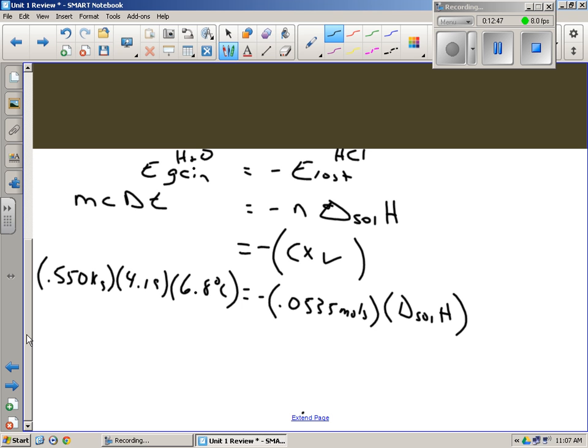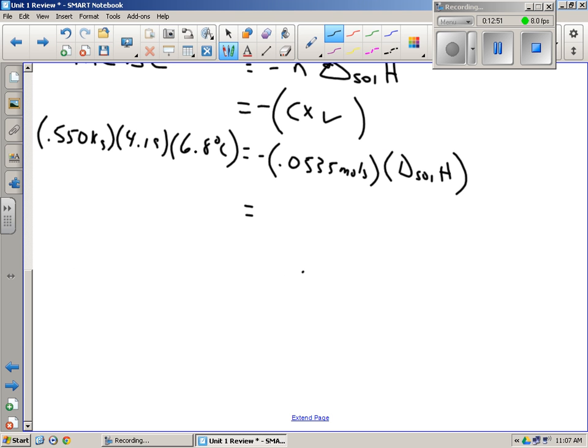When we solve for all that, delta solution H or delta neutralization H, I forget honestly which, I guess it's probably neutralization, isn't it? And delta neutralization H works out to be a negative 292, yeah? 293 all said and done, kilojoules per mole, is what you should get there.